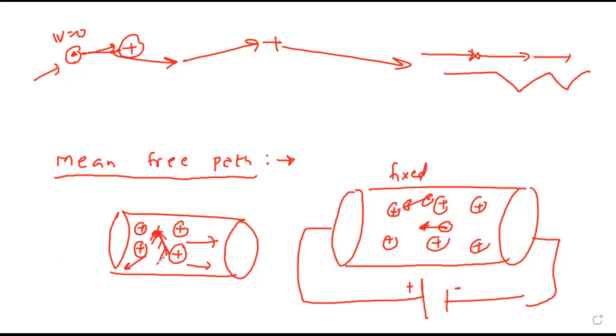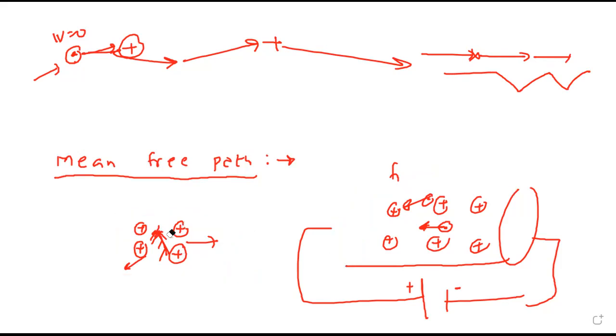I'm giving you three definitions: mean free path, relaxation time, drift velocity, and then the relation between them. Write the heading Mean free path, then the definition.